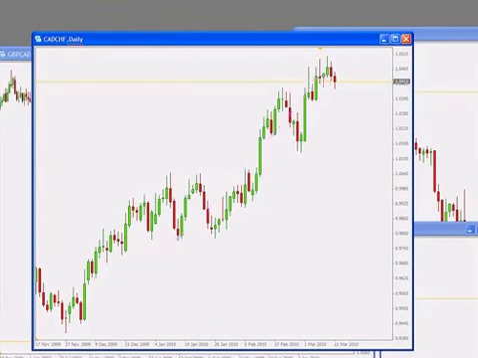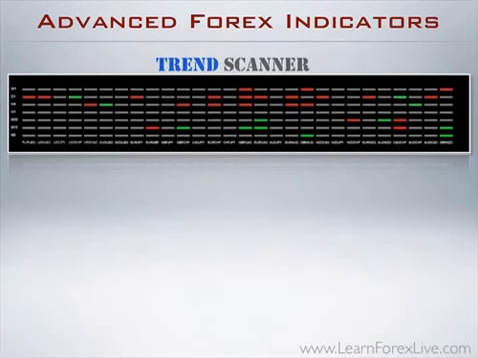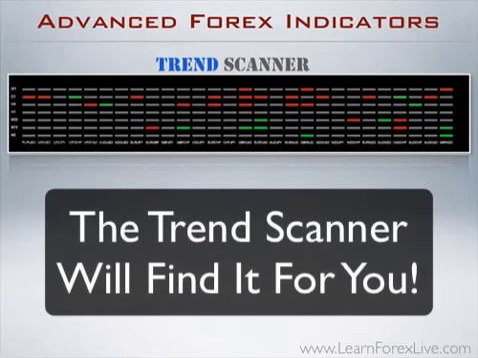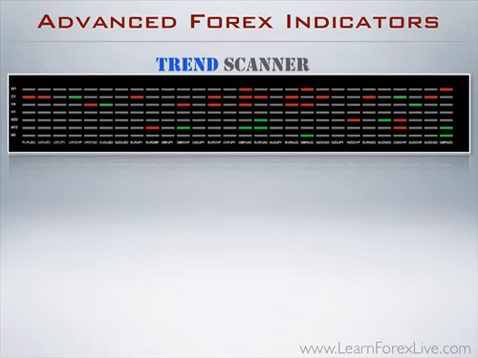You see that? As you can see, if there is any trending bias, any solid trend whatsoever out there at this precise moment, no matter the time frame, no matter the currency pair, the trend scanner is going to find it for you. And the best thing is that you don't need to do a thing. You don't need to waste one single minute searching for the trends yourself.